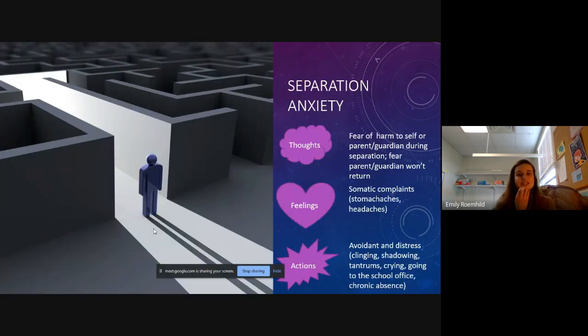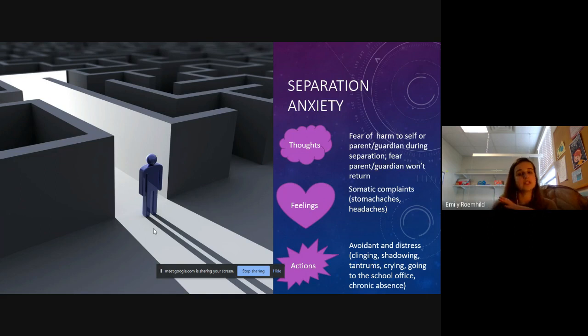All right, so this next one is separation anxiety. Kind of like the word implies, this is separation from a parent or a guardian. And it's a lot of fear that something's going to happen either to the kid or to the parent or guardian following separation, or fear that they're not going to return, that the parent or guardian's not going to remember to come pick them up.